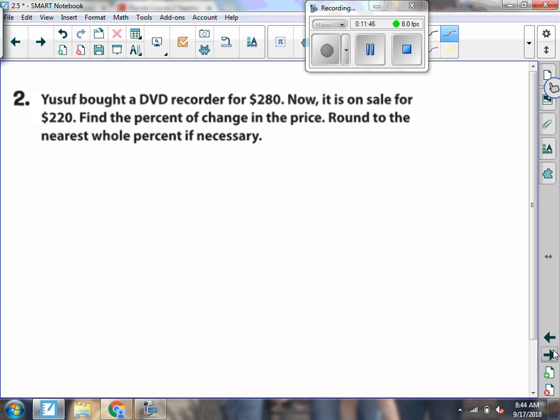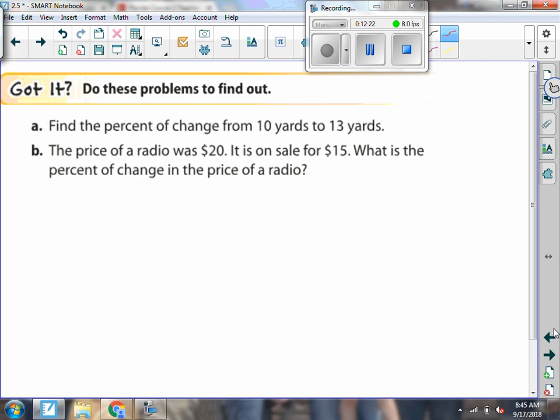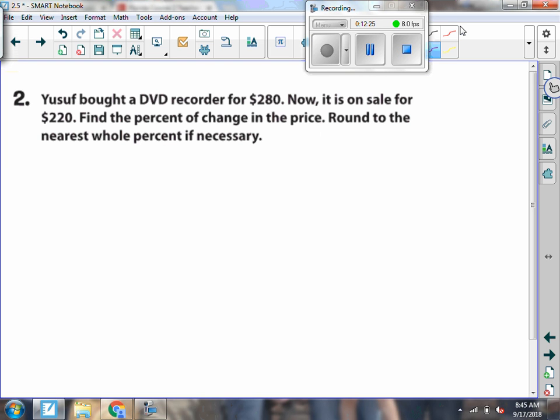Okay, take a moment to copy this down. Yusuf bought a DVD recorder for $280. Now it is on sale for $220. Find the percent of change in the price. Round to the nearest whole percent if necessary. Okay. So we need to find out, is this an increase or a decrease?